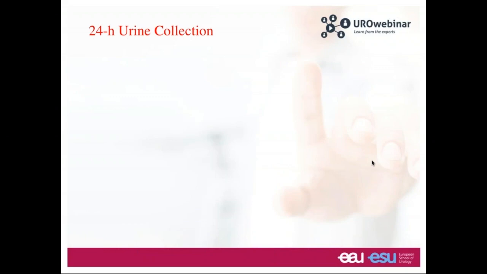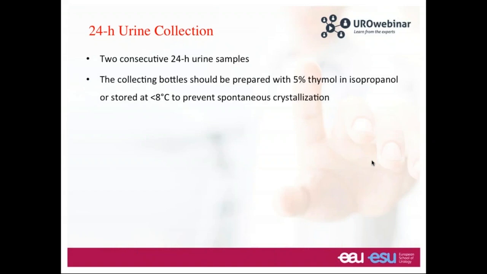So I will give you within the next 2 or 3 slides some tips and tricks about the 24-hour urine collection, because although we ask for it, I'm not sure that a lot of us know exactly how we do it. So we need 2 consecutive 24-hour urine samples, because it has been shown that they are more accurate in evaluating our patients. The collecting bottles should be prepared with 5% thymol in isopropanol or stored at less than 8 degrees Celsius to prevent spontaneous crystallization.